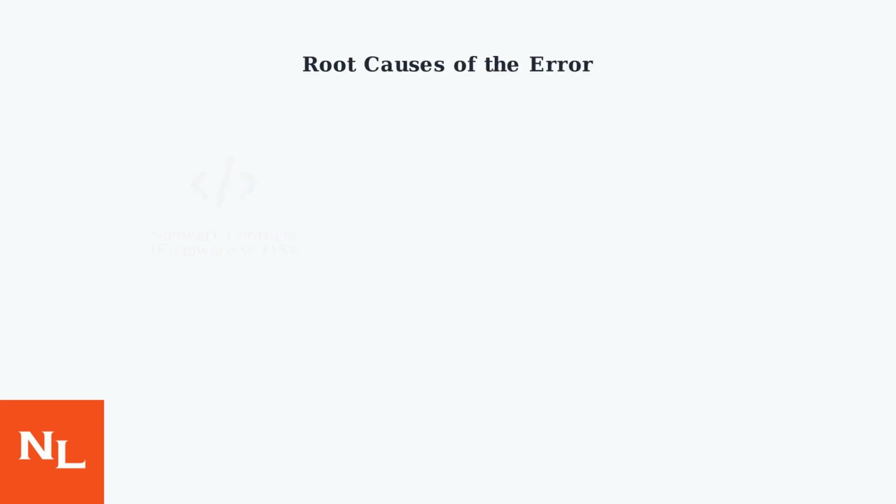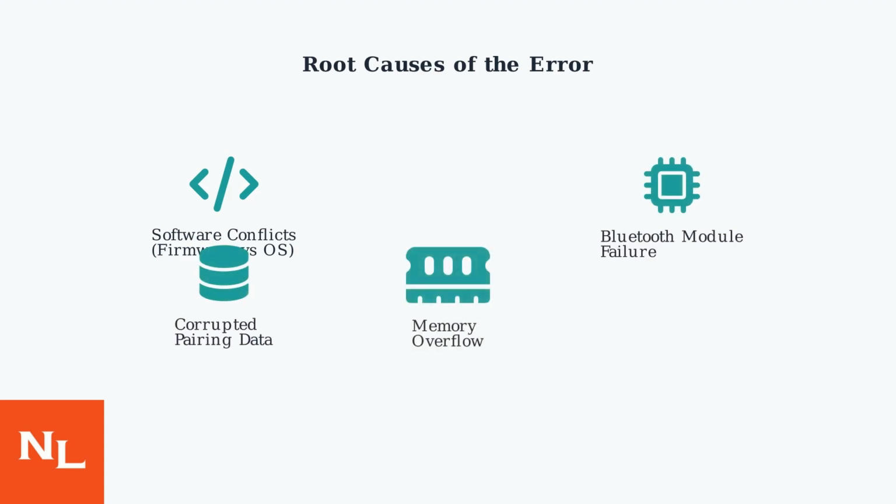The error stems from several potential root causes. Software conflicts between Uconnect firmware and smartphone operating systems are the most common culprit, especially after major iOS or Android updates. Other causes include Bluetooth module hardware failures, corrupted pairing data stored in the system, memory overflow from too many cached connections, and physical antenna issues.